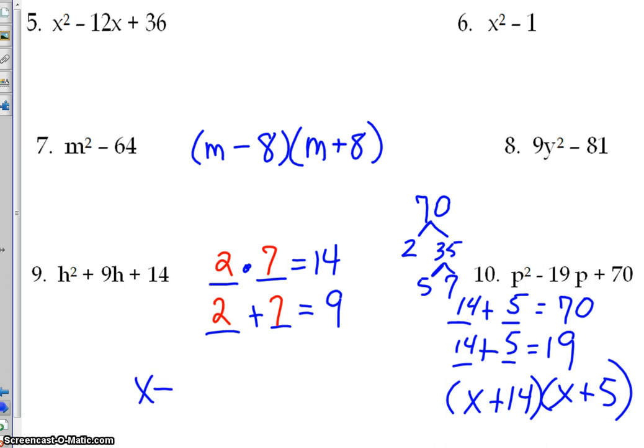The answer here, x plus 2, x plus 7. Good luck with your work.